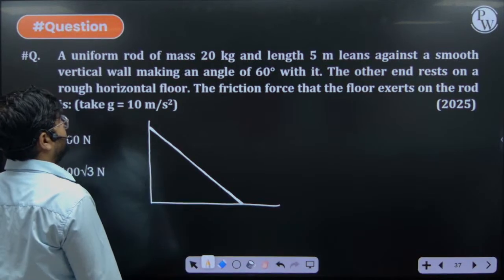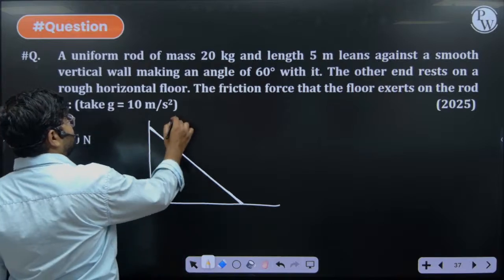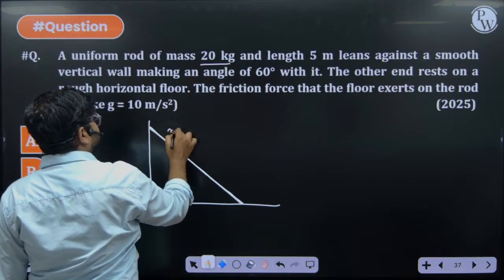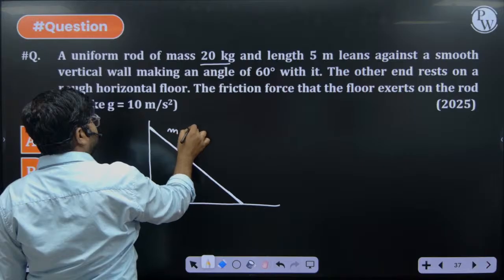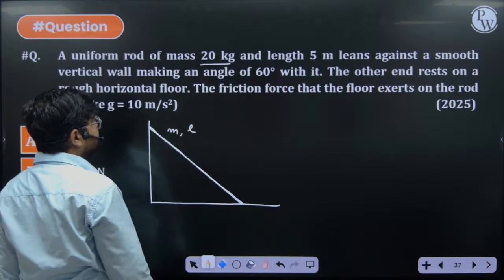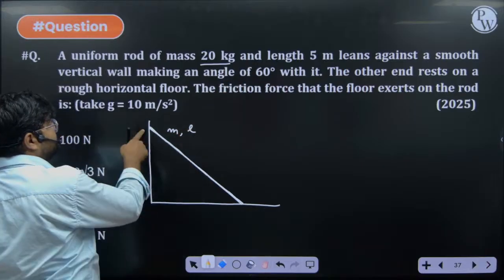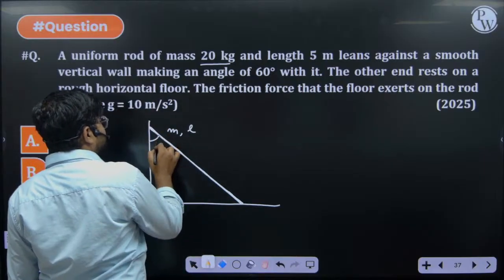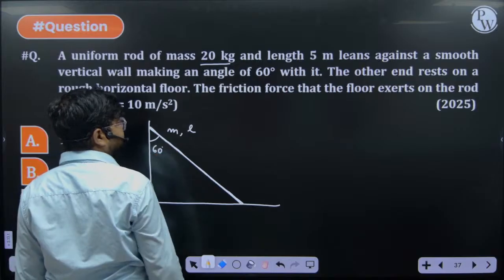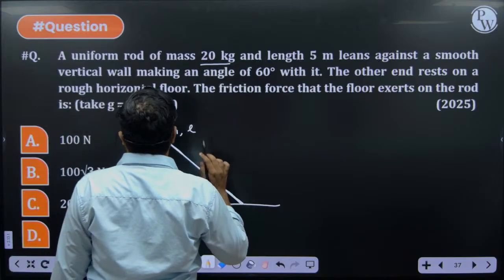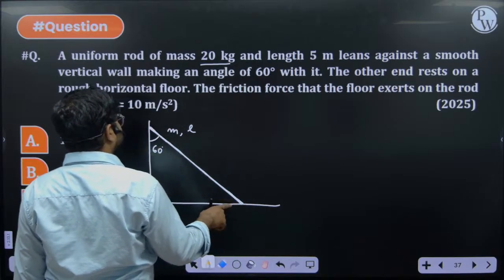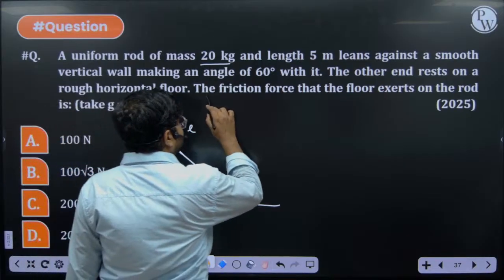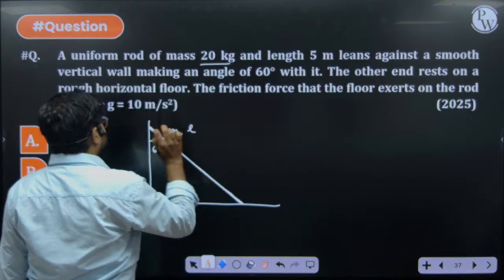Its mass is given as 20 and length is also given 5. It leans against a smooth vertical wall. There is no friction here, making an angle 60-degree with it. The other end rests on a rough horizontal floor. Friction is available here. We need the frictional force that the floor exerts on the rod.